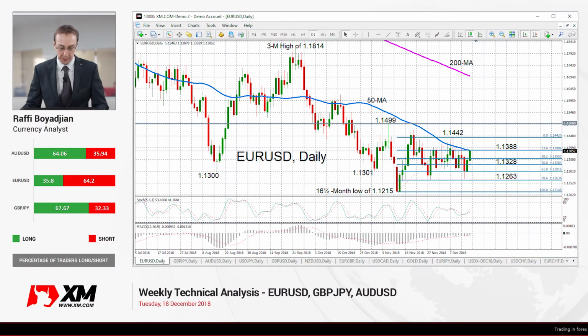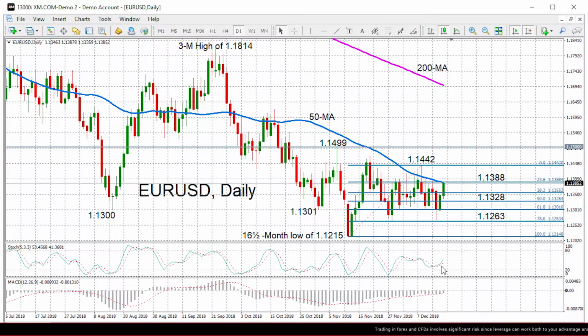The pairs we're going to look at for this week are the euro dollar, the pound yen, and the Aussie dollar. We're going to start first with euro dollar. We can see there is some positive momentum at the moment. Stochastics are pointing outwards, and there's been a gradual recovery in the MACD, though the histogram remains in negative territory.